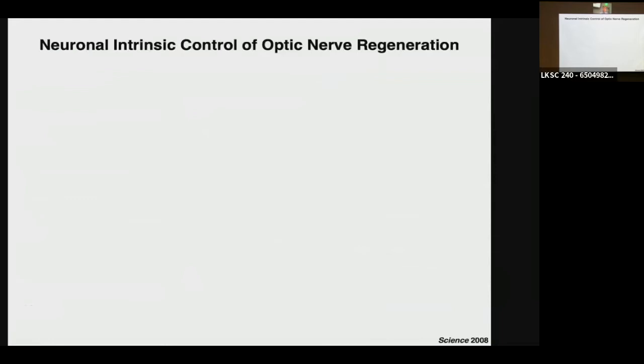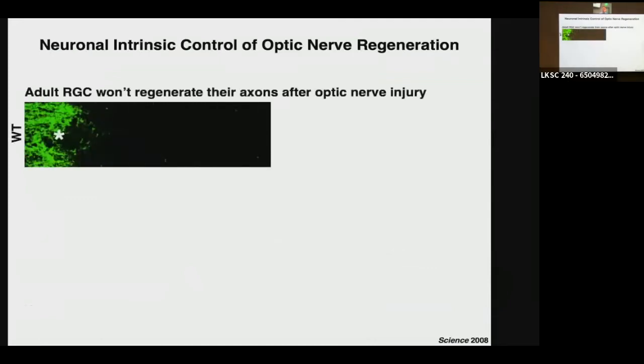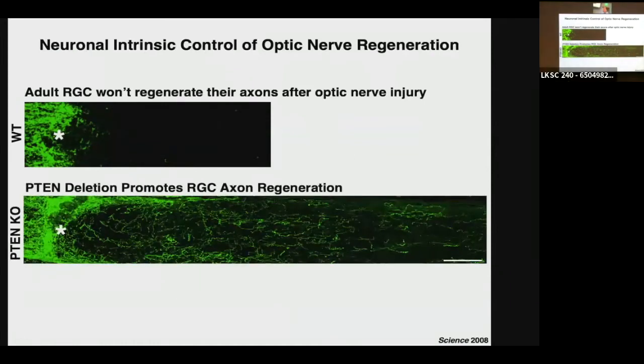As we know, the optic nerve belongs to the CNS, and CNS axons don't regenerate in mammals. That's also true for the optic nerve. If we crush the optic nerve, we cannot detect any regenerating axons in naive wild-type animals. However, about 14 years ago, I was involved in a study showing that PTEN deletion can promote significant axon regeneration in the optic nerve. This is very exciting, and it really opened a field to study CNS axon regeneration. However, the question is why PTEN knockout can cause regeneration.